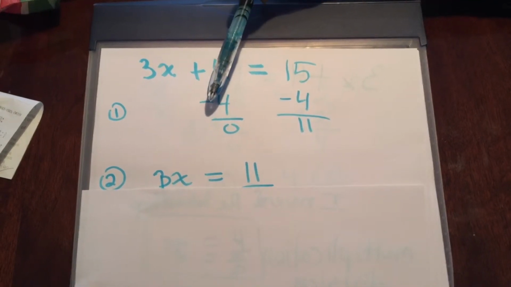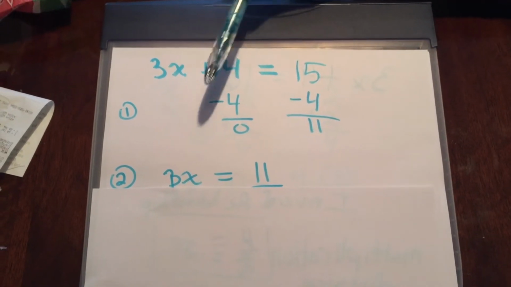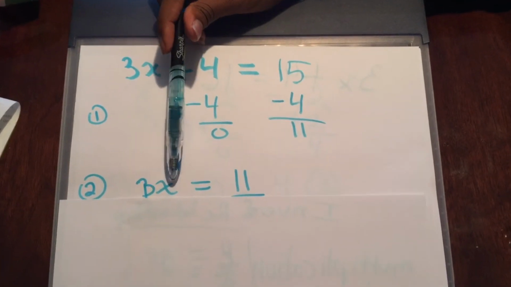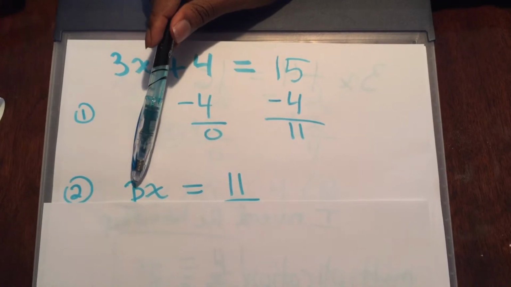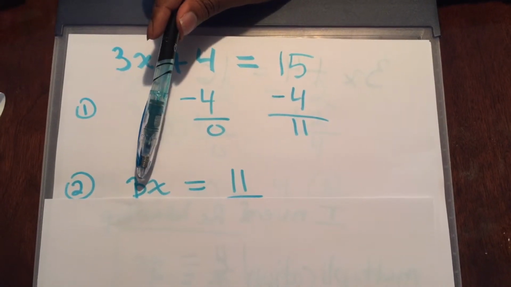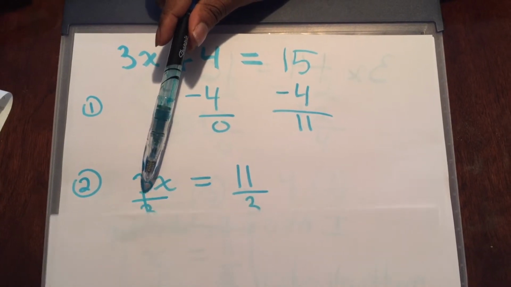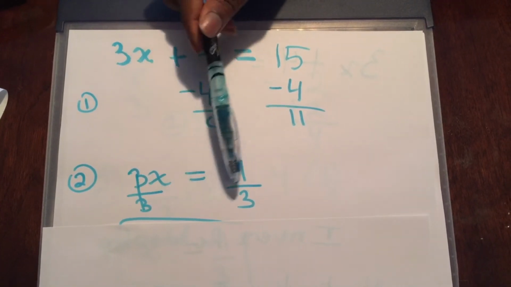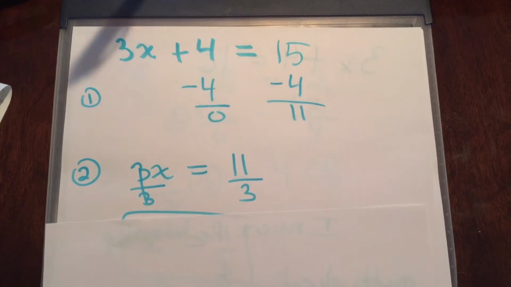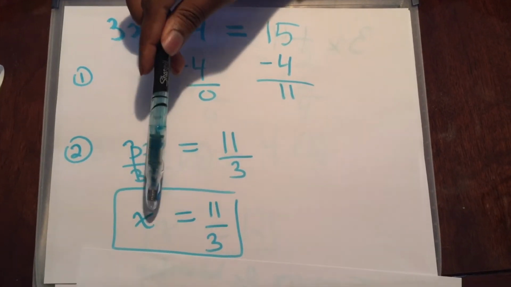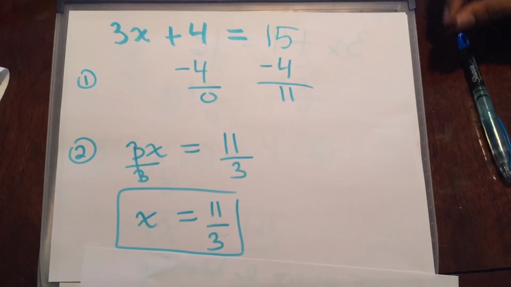Now the second step, since this is two steps: we start off with 3x equals 11, so we have 3 times x. What do we need to do to undo that multiplication? We need to divide by 3, and that will leave us with 1x, and then 11 divided by 3 gives us 11/3. The variable is isolated, and we have x equals 11/3.